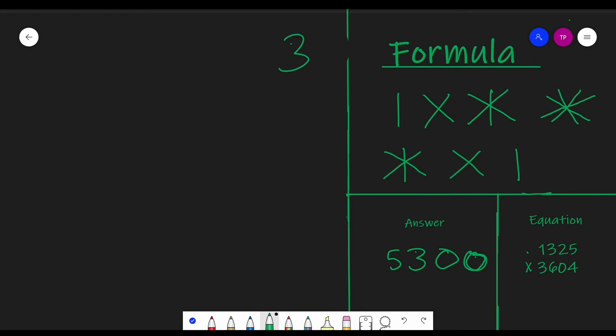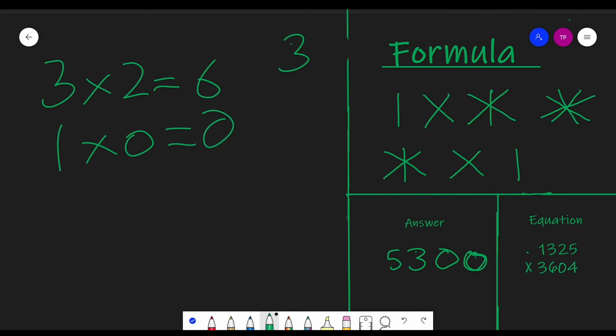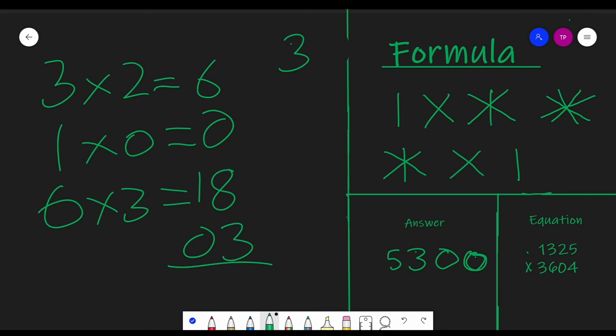Our next step is going to be 3 times 2. So 3 times 2 is 6. 1 times 0. And 6 times 3, 18. And the 3 we carry forward. So our total is gonna be 27. So we're gonna write down the 7, carry forward the 2.